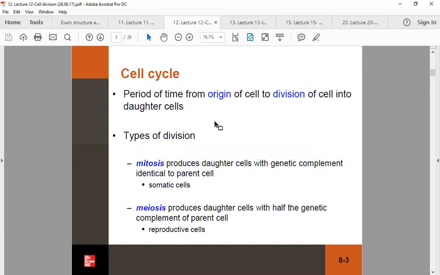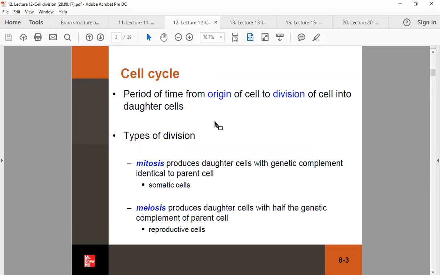Good. That's another important difference. Mitosis gives rise to diploid cells, whereas meiosis gives rise to haploid cells. Okay, excellent.